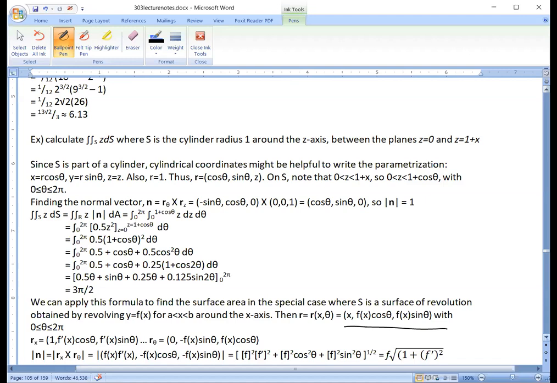So the magnitude is, the first bit will be f squared times f prime squared, plus f squared cos squared theta, plus f squared sine squared theta, and then all of that raised to the half power. There's an f squared in every single term, so you can simplify that, and that just becomes f, the function f, times the square root of, and then there's also a cos squared plus sine squared. So that all simplifies, you just get f times the square root of 1 plus f prime squared.